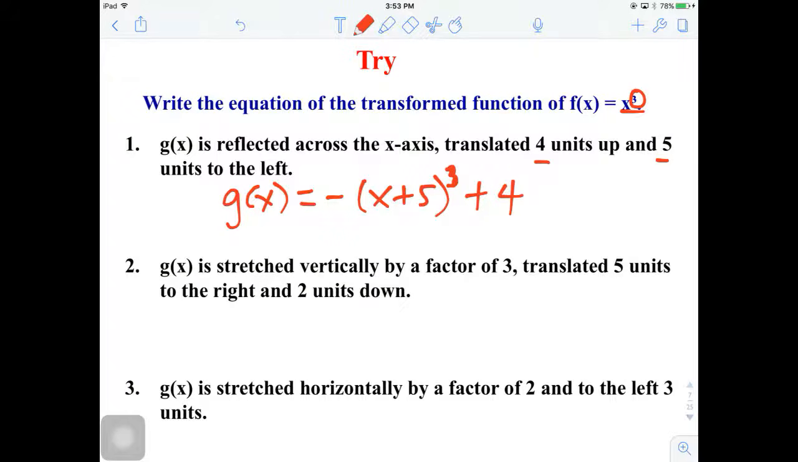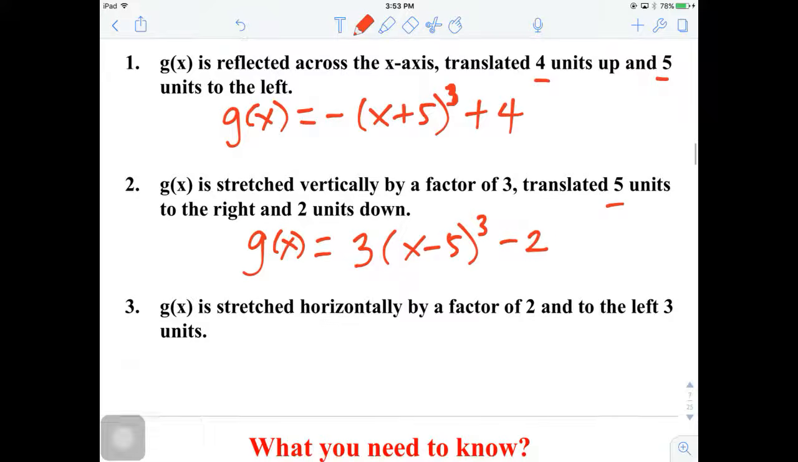Number 2, g of x is now stretched vertically by a factor of 3. That means a is going to be 3, so we have 3 in the front. It's also translated 5 units to the right and 2 down. So we're going to have x minus 5 because minus means to the right. And again, this is a parent function, so it's going to be cubed and then a minus 2. So it's 2 units down. And that would be the parent function translated using the transformations, creating the new function g of x.